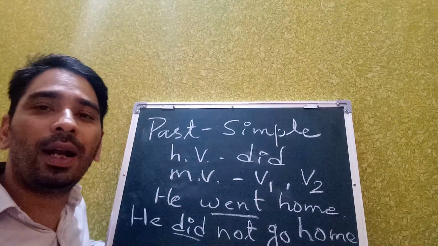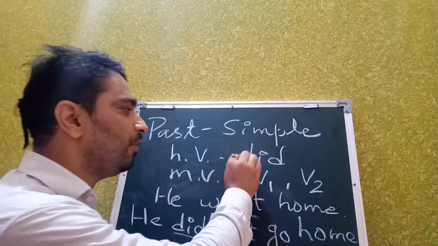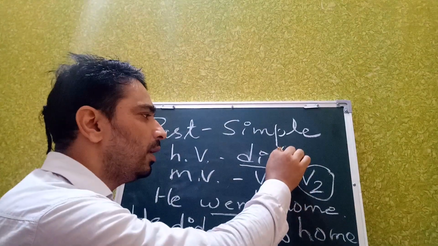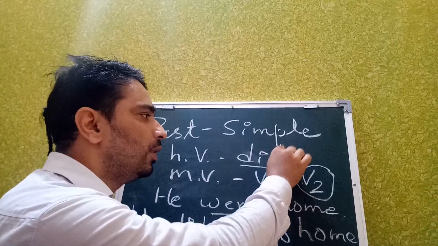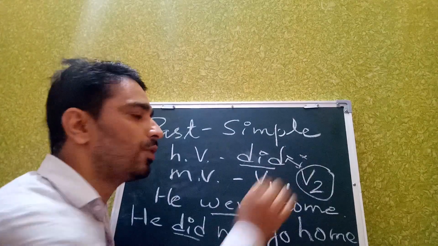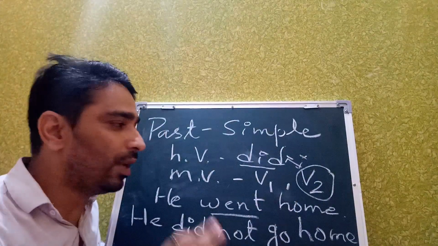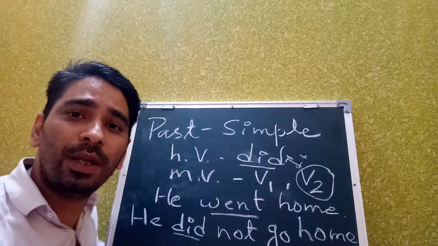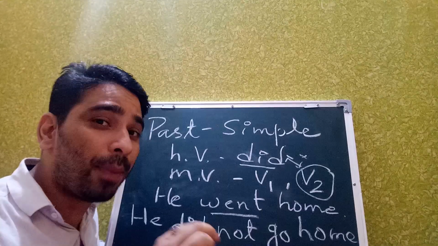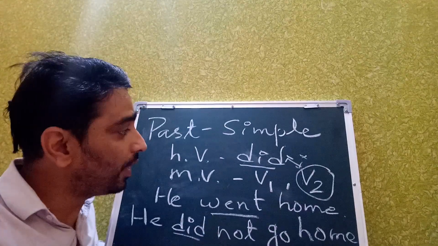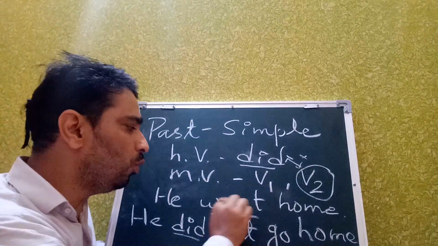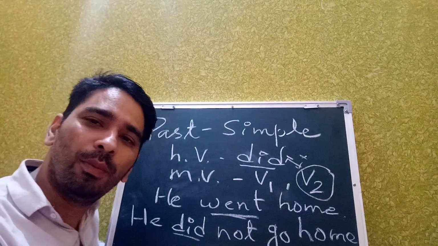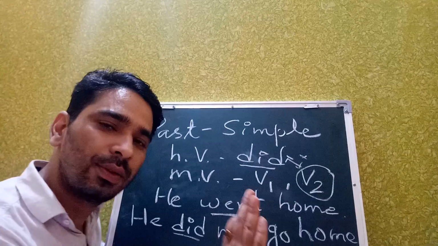All you need to understand in this tense is that whenever we use the word did, we do not use V2. V2 and did are not used together. Whenever you say did, you cannot say went. The reason is that did shows past tense, and V2 also shows past tense. Went means past tense. He went home. You have already understood that this is something past.